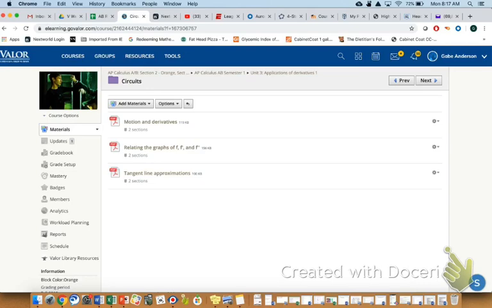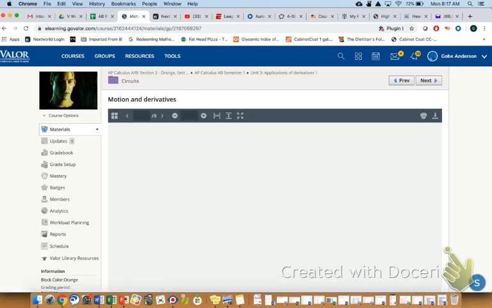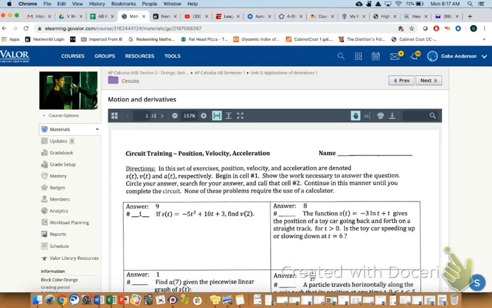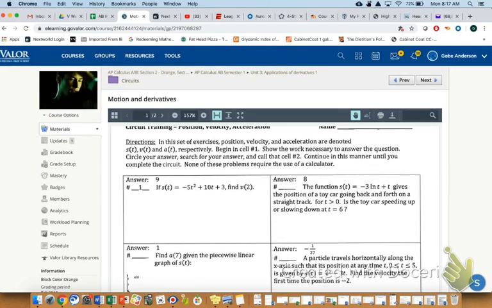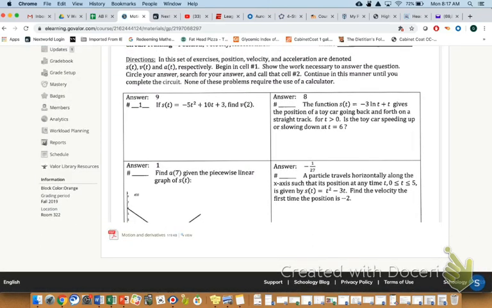which we're going to start looking at tomorrow, relating the graphs of f prime, f double prime, and tangent line approximations. These are circuits. These are little documents that are extremely useful and lovely. Let me explain briefly how these work. You click on one of these, like motion and derivatives, and up comes this document. Look at the directions up there. It says position, velocity, acceleration denoted by those functions respectively, and it says begin in cell 1.